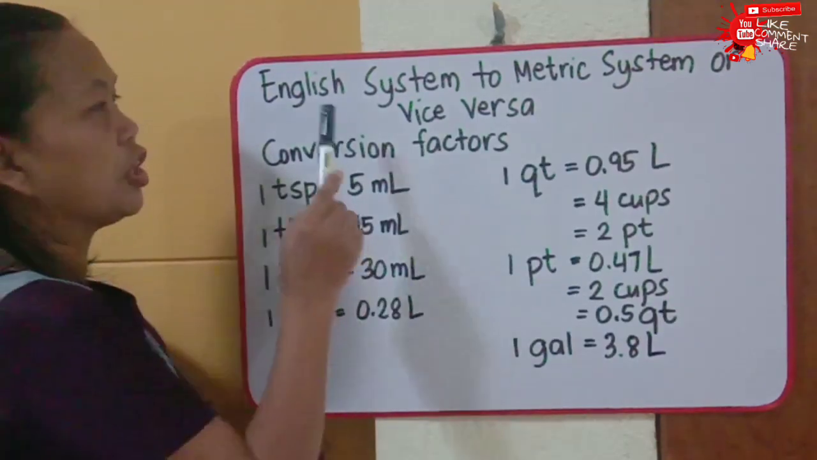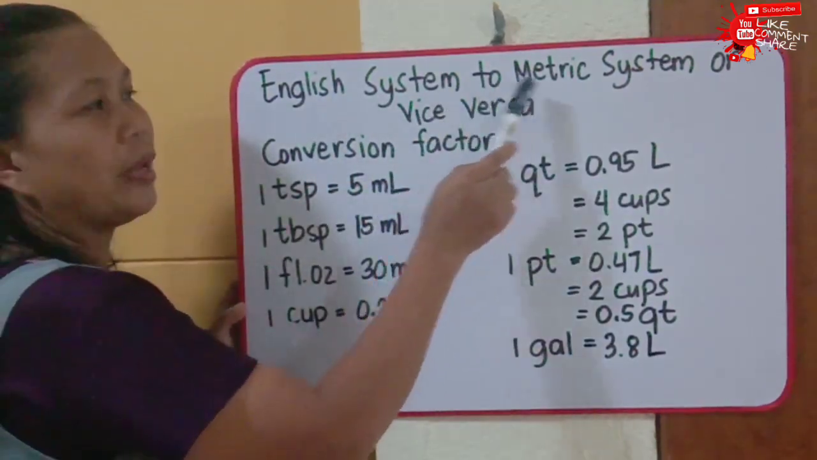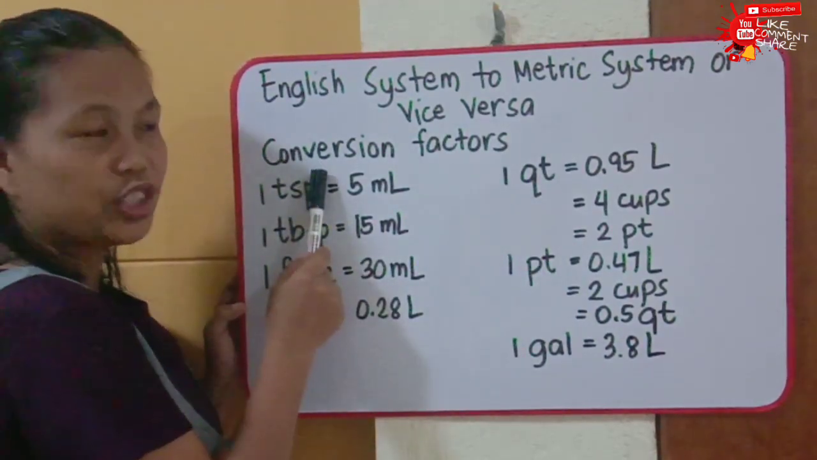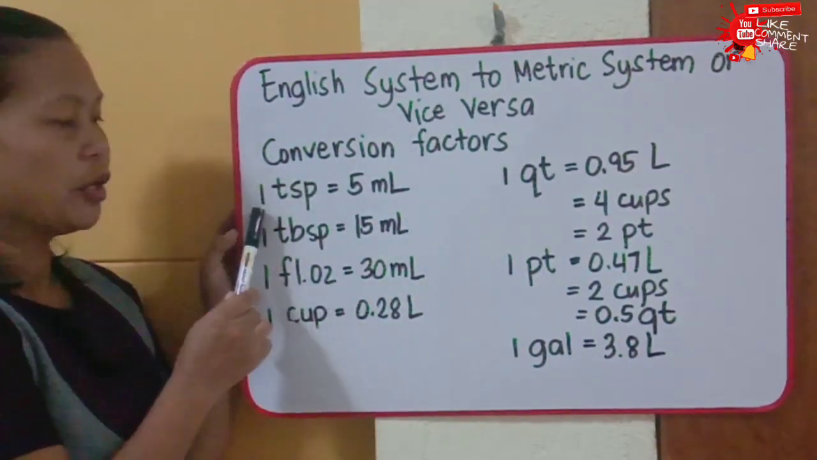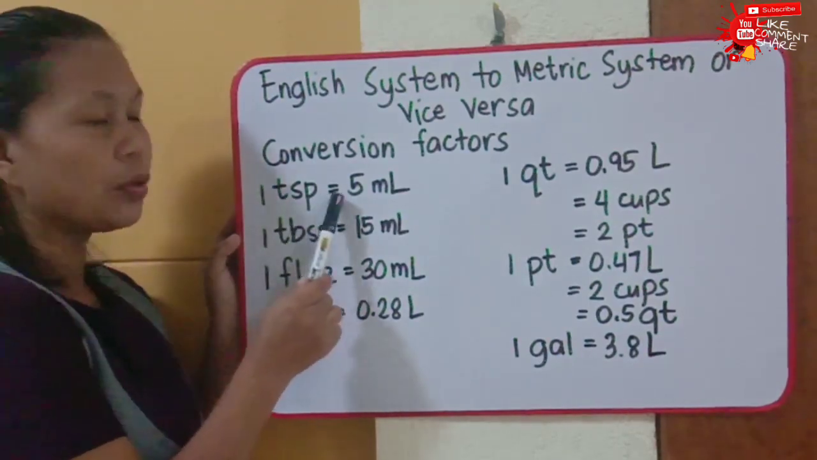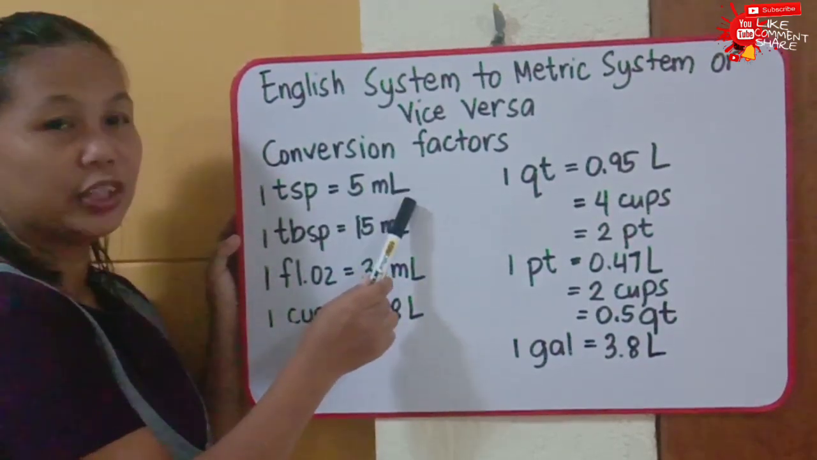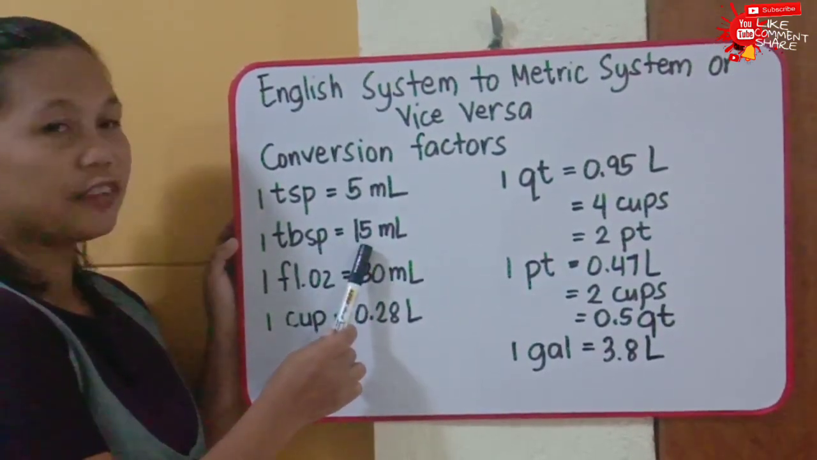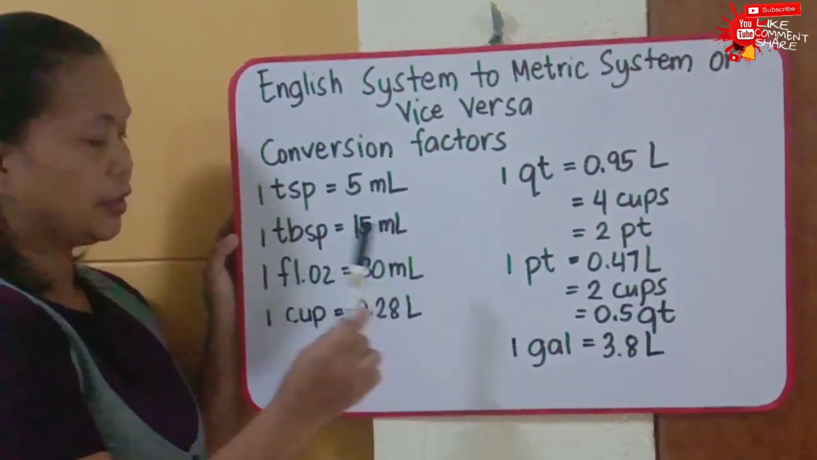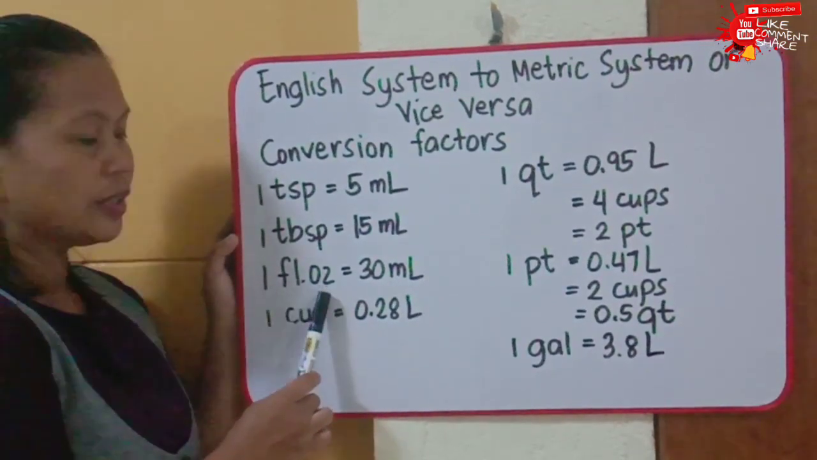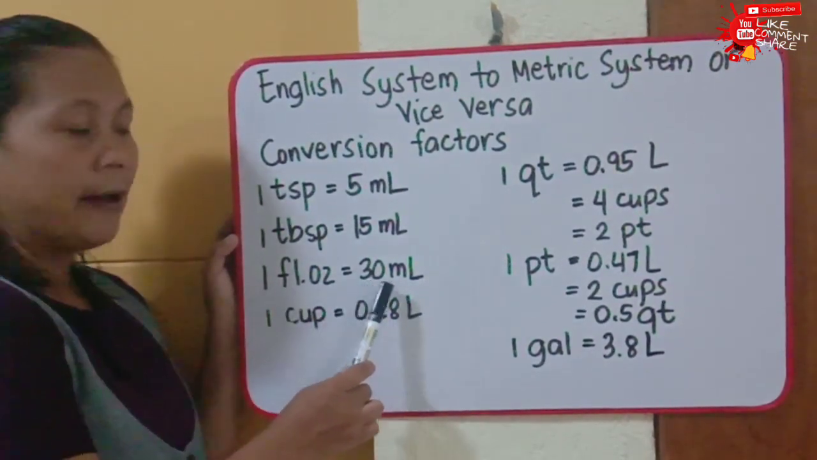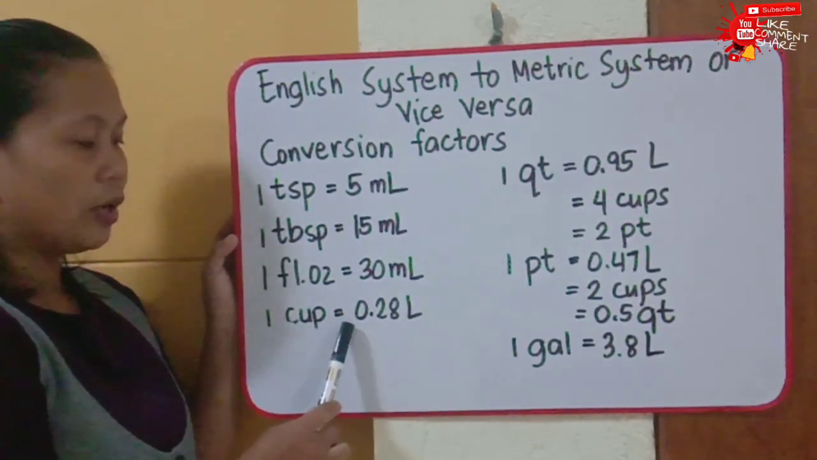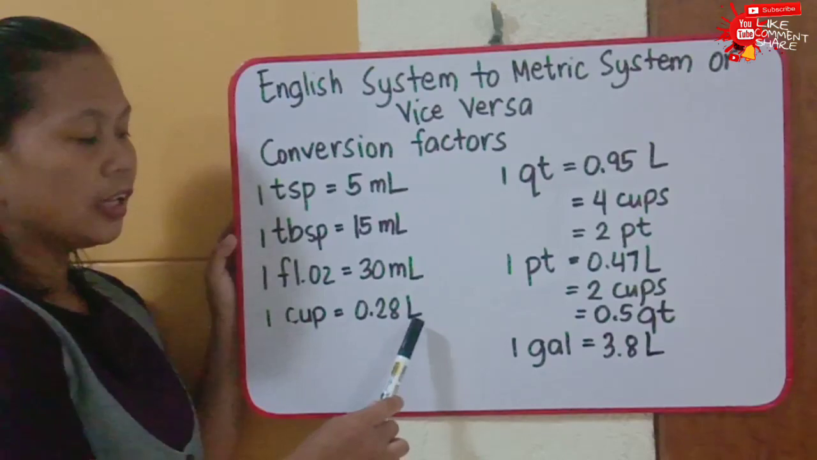Now, for the conversion of English system to metric system or vice versa, we will use these conversion factors. So we have here 1 teaspoon is equal to 5 milliliters. 1 tablespoon is equal to 15 milliliters. 1 fluid ounce is equal to 30 milliliters. Then we have here 1 cup is equal to 0.28 liter.